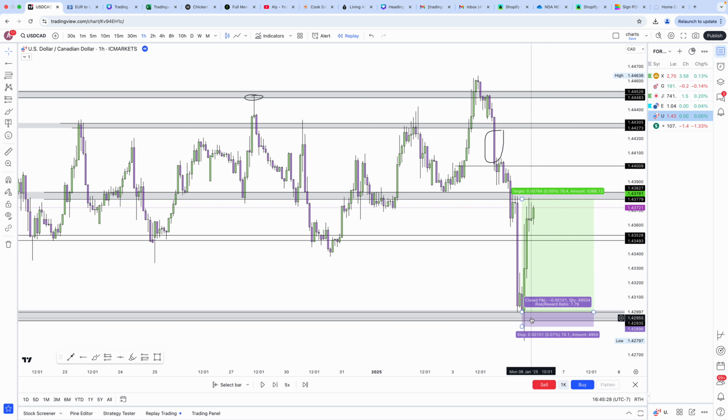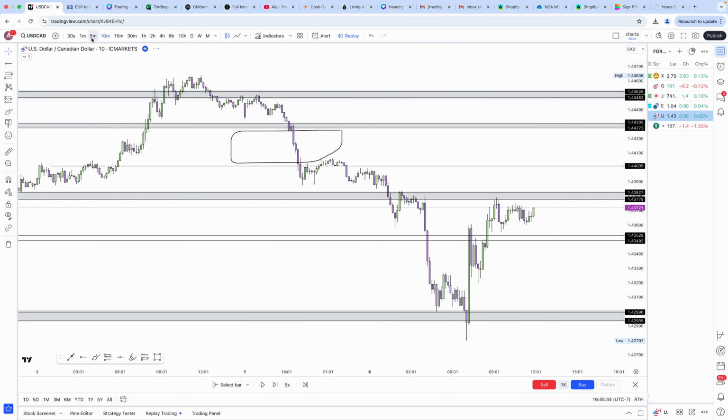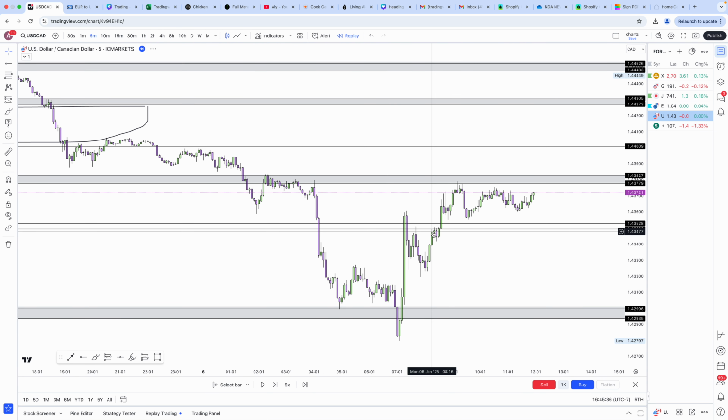And again, to get the second reaction, to make sure that you're not wicked out, you can go down to 5, 10. The lower you go, the more price action you see. So this was the first reaction, then it came down and then closed.